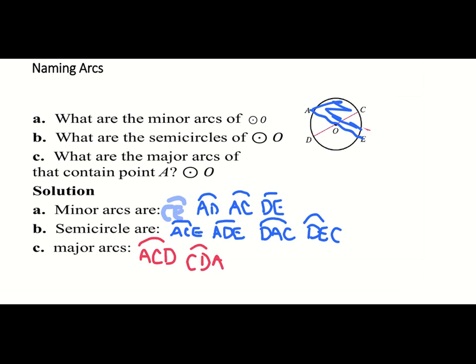Let's see, we could start at E and go all the way to C, so we could go all the way around here, so we could say arc EAC, and then we could start at D and go all the way to E, so we could say arc DAE. And again, the endpoints are on the ends of a major arc, but the point in the middle is just one point that's within the arc.